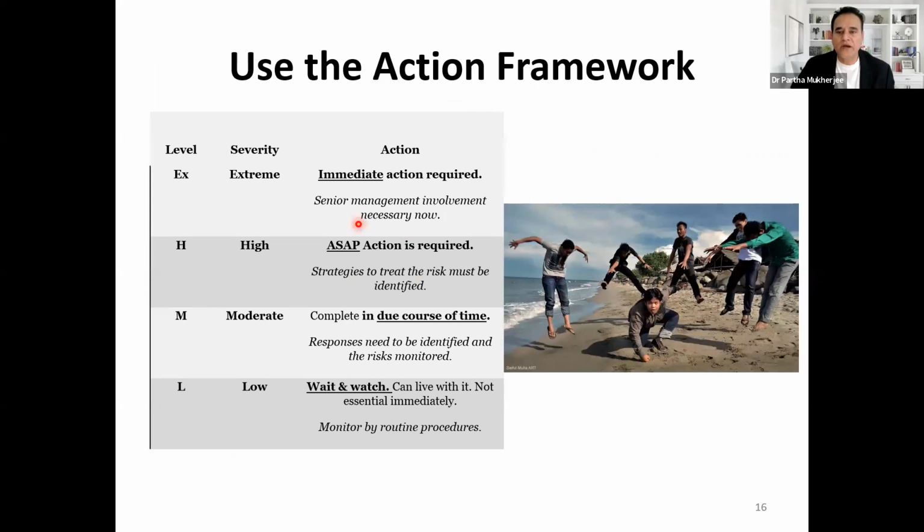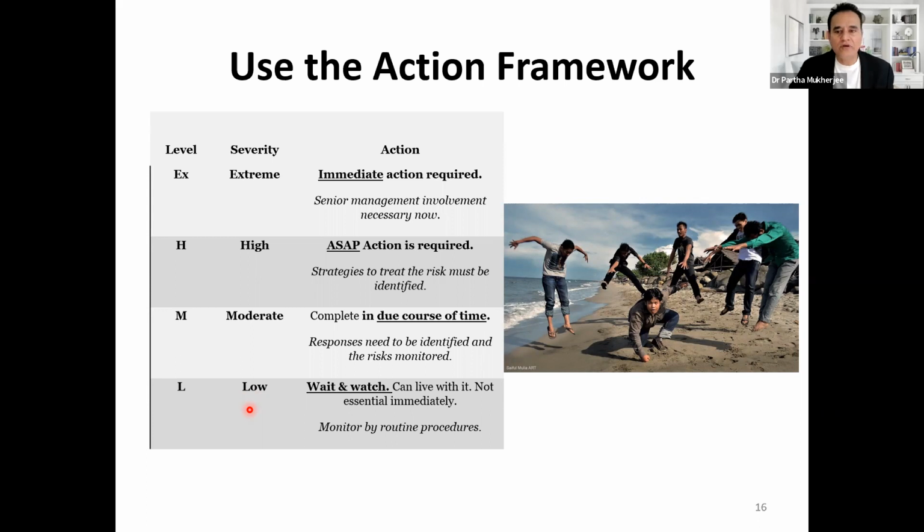What is the action framework? If it is extreme, then immediate action. You don't wait. It's like your house is on fire. Okay, so the fire brigade has to be called immediately. That risk has to be put down because extreme consequences can happen. Okay, but if it's high risk, then it may not be immediate right now, but it is as early as possible, ASAP. Okay, similarly, if it is moderate, then it can be done in due course of time. But if it is low, then you wait and watch, because any mitigation of the risk is like a surgery, it'll cost you money. It's like taking medication, it'll cost you money.